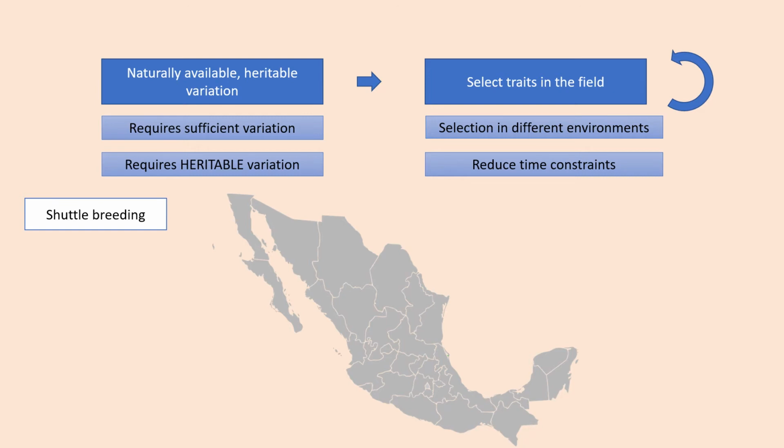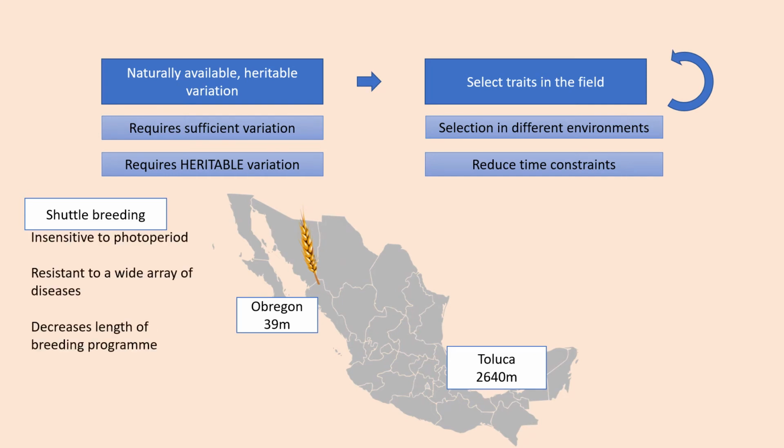The pioneering shuttle breeding program was done on wheat in Mexico, which was grown alternatively between the lowlands of Obregon late in the growth season and the highlands of Toluca early in the season. In addition to decreasing the length of the breeding program by half, because each year there were 2 harvests of wheat, the new wheat variety was insensitive to photoperiod variation and resistant to a wide array of diseases.